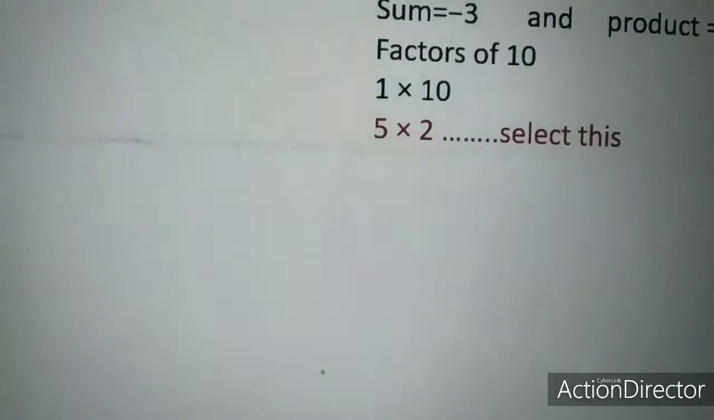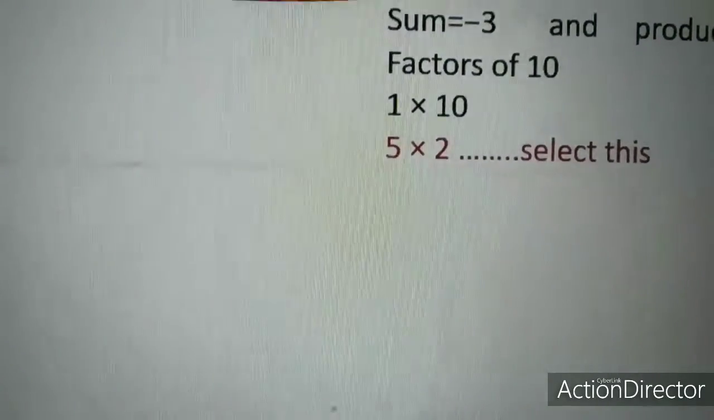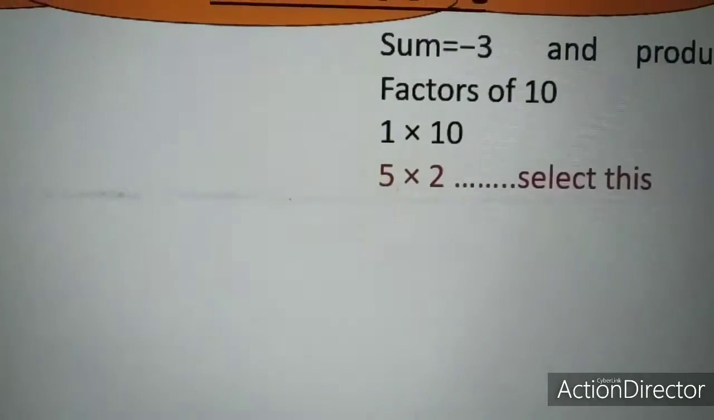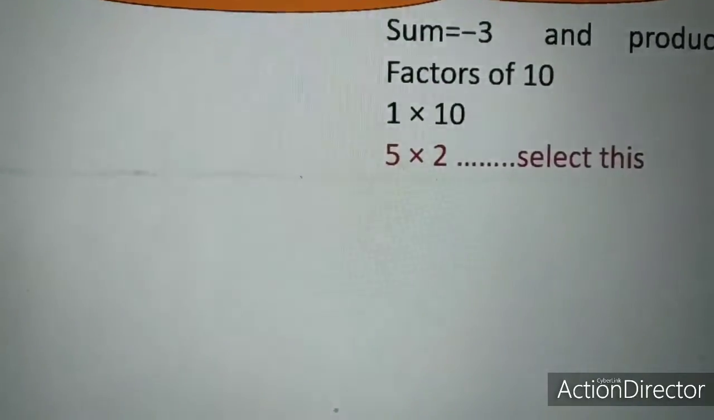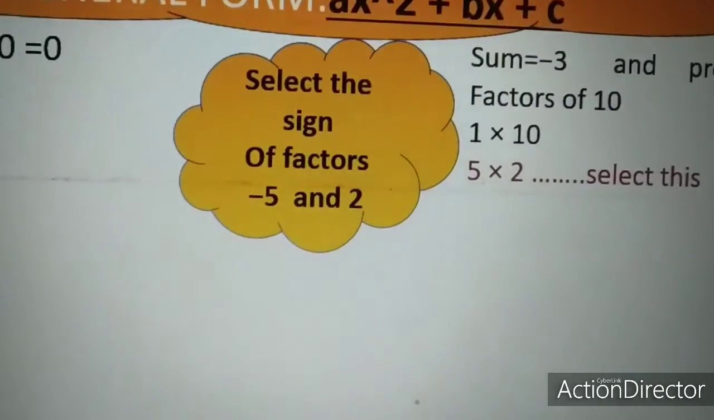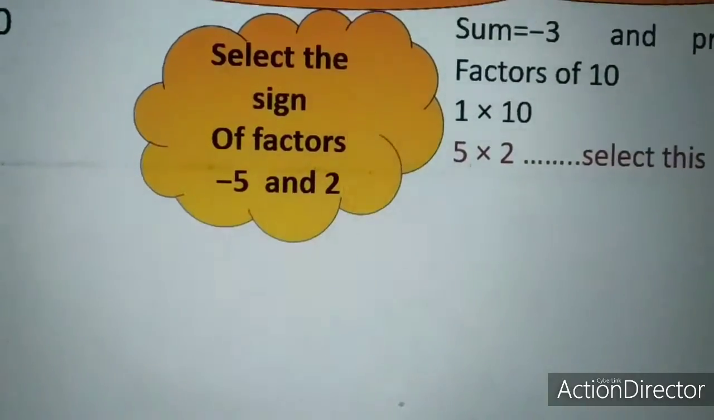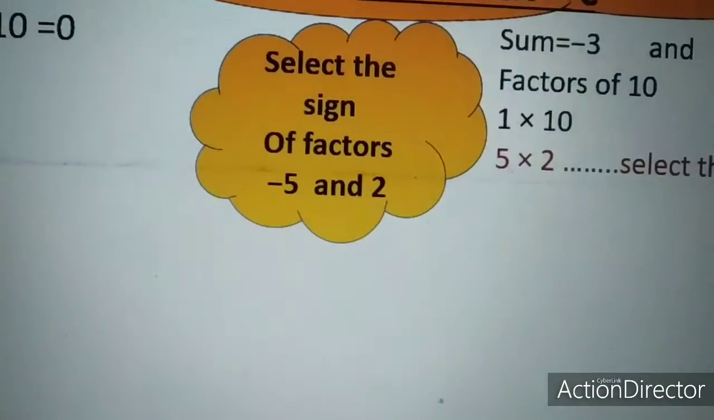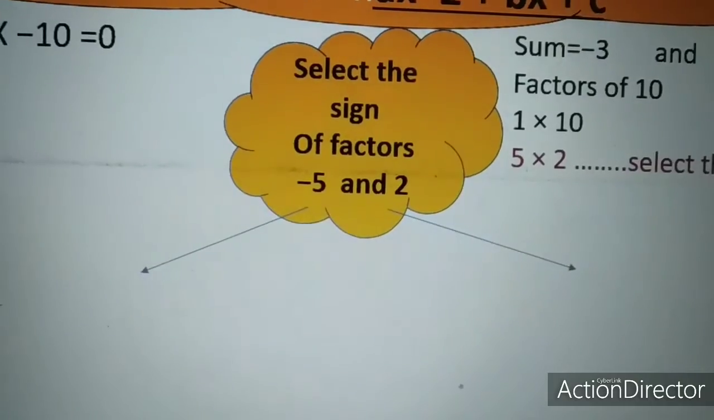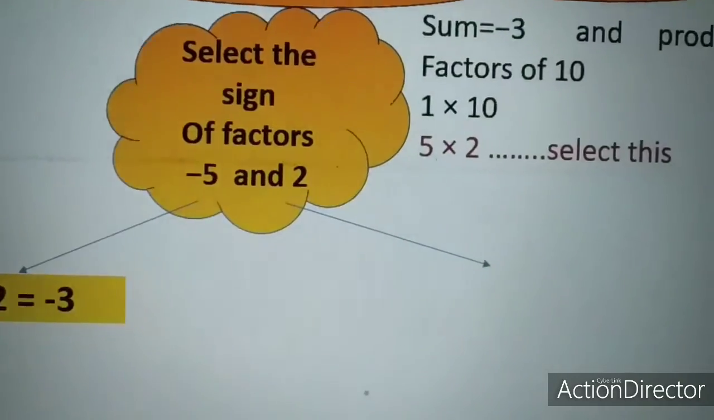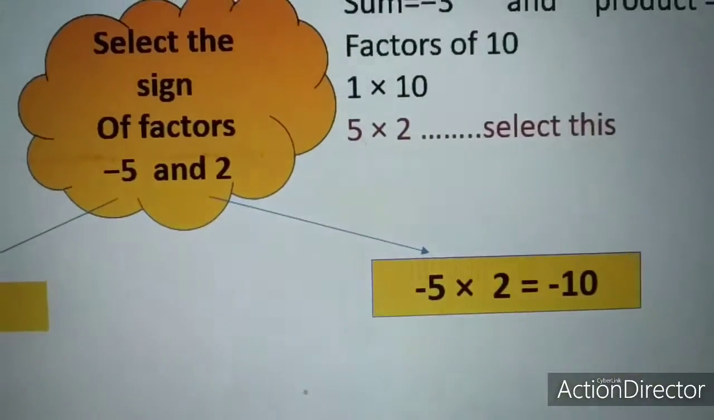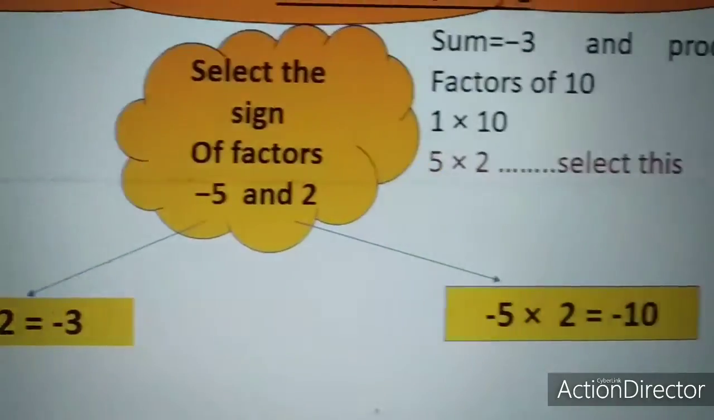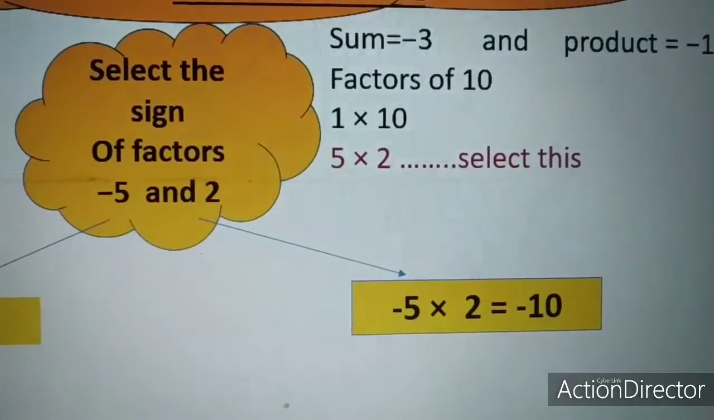So I am moving on to the next factor, that is 5 into 2. Here 5 plus 2 is 7, but 5 minus 2 is equal to 3. So I am getting the sum as 3 now. Now I have to decide the sign. So in order to get minus 3, I am taking minus 5 and plus 2. After taking the sign, you verify whether minus 5 plus 2 is equal to minus 3 and minus 5 into 2 is equal to minus 10. That is, you should get the sum as minus 3 and the product as minus 10.